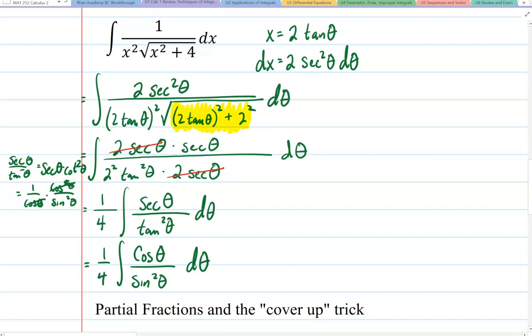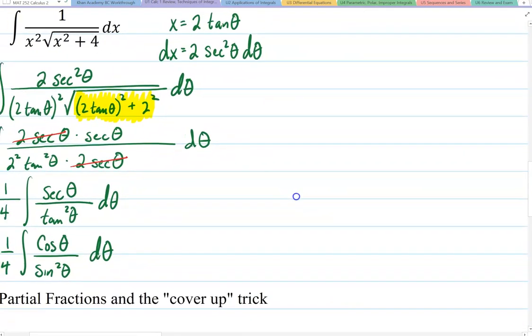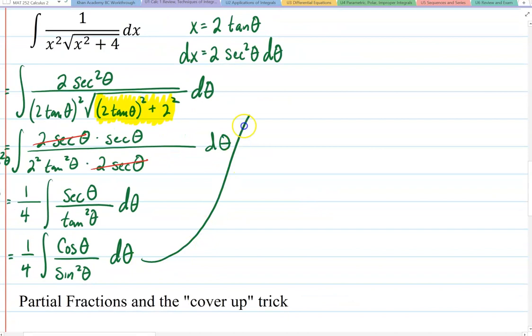And again, the work here has gotten kind of messy. We've been able to rewrite in a couple different ways, but this particular expression is fairly nice, believe it or not. Let's just jump up here and continue with it. A quarter of cosine theta divided by sine squared theta d theta.